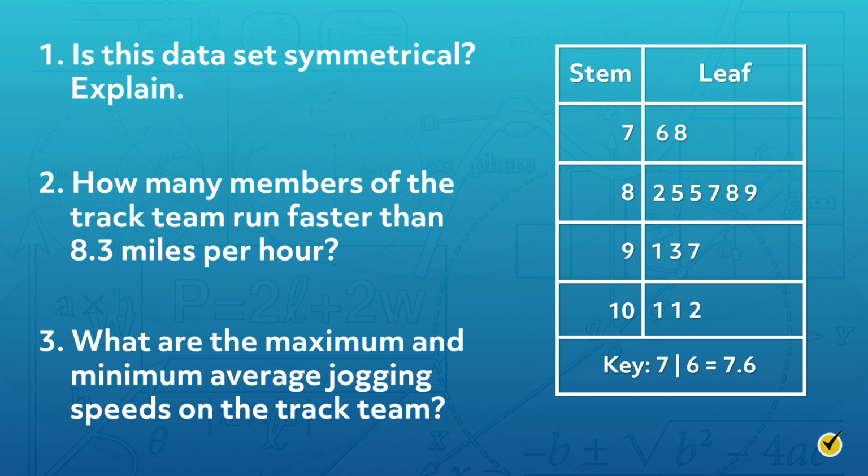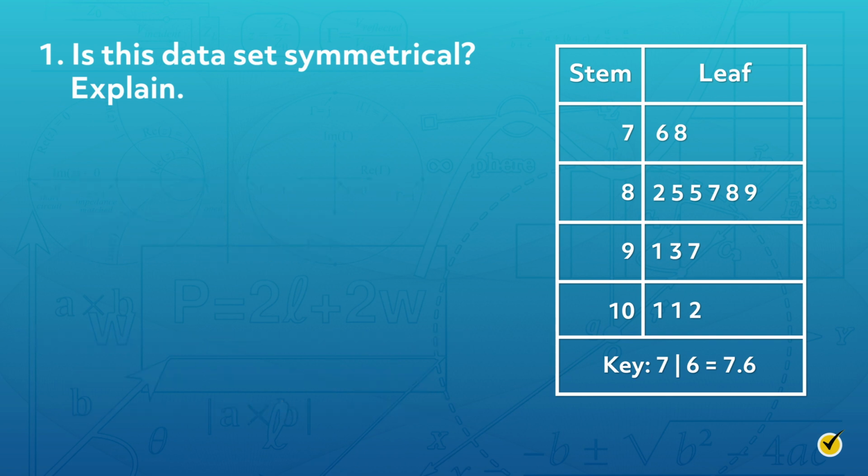Now that you've tried these problems, let's go over them together. Is this dataset symmetrical? Explain. No, the dataset is slightly asymmetrical, skewing right. Based on the number of leaves given for each stem, there are more data points with low values, 7 to 8, than high values, 9 to 10.